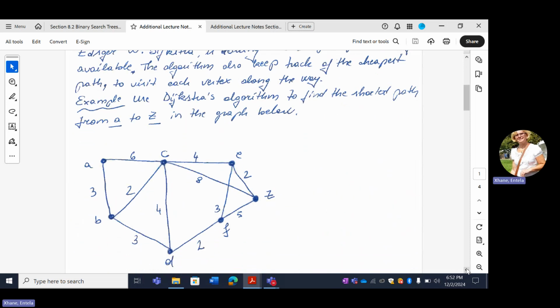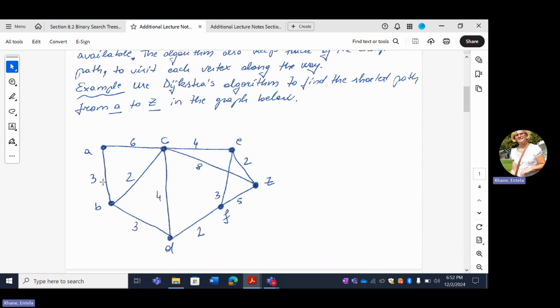Now, as you see in this image, we have vertices A, B, C, D, E, F, and Z. We are traveling from A to Z. We're going to use the Dijkstra algorithm to find the shortest path from A to Z in this graph below. Notice that you have numbers. These are the weights. So the edge from A to C has a weight of 6. The edge from A to B has a weight of 3. The edge from B to C has a weight of 2, and so forth. So the numbers are representing the cost or the weight.